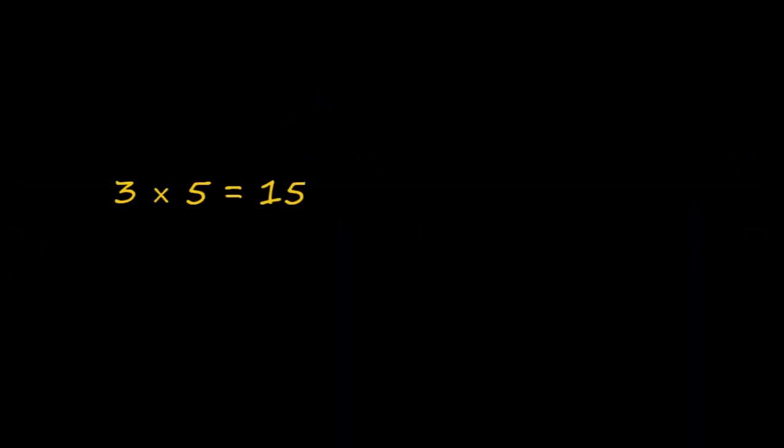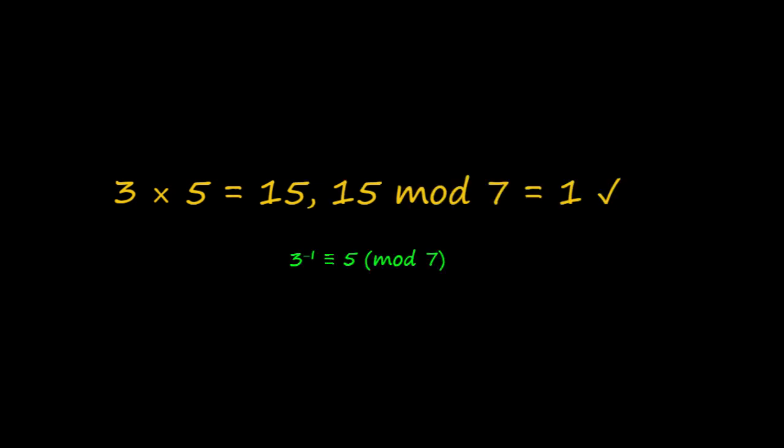Let's verify. 3 times 5 equals 15. Mod 7 equals 1. So 3 inverse is congruent to 5 mod 7.